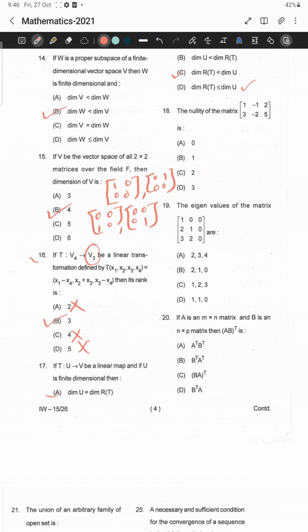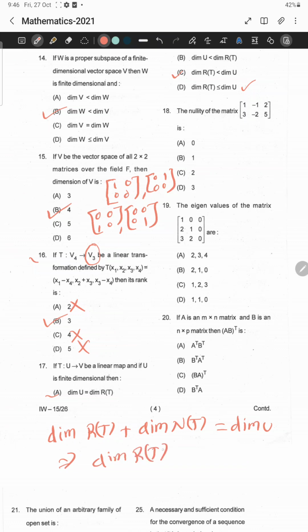From the rank nullity theorem, we know that the dimension of RT plus the dimension of NT, the null space, equals the dimension of U. This implies that the dimension of RT and the dimension of NT are non-negative quantities, maybe zero but non-negative. So the dimension of RT is less than or equal to the dimension of U. The dimension of U is the bigger quantity. So option D is true, option B is not true. Option D is the correct answer.